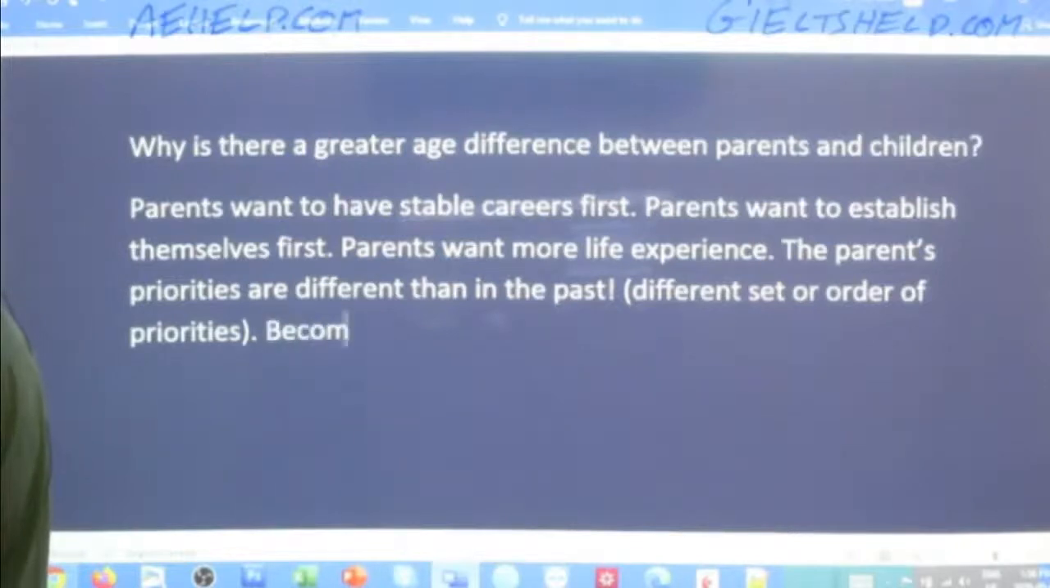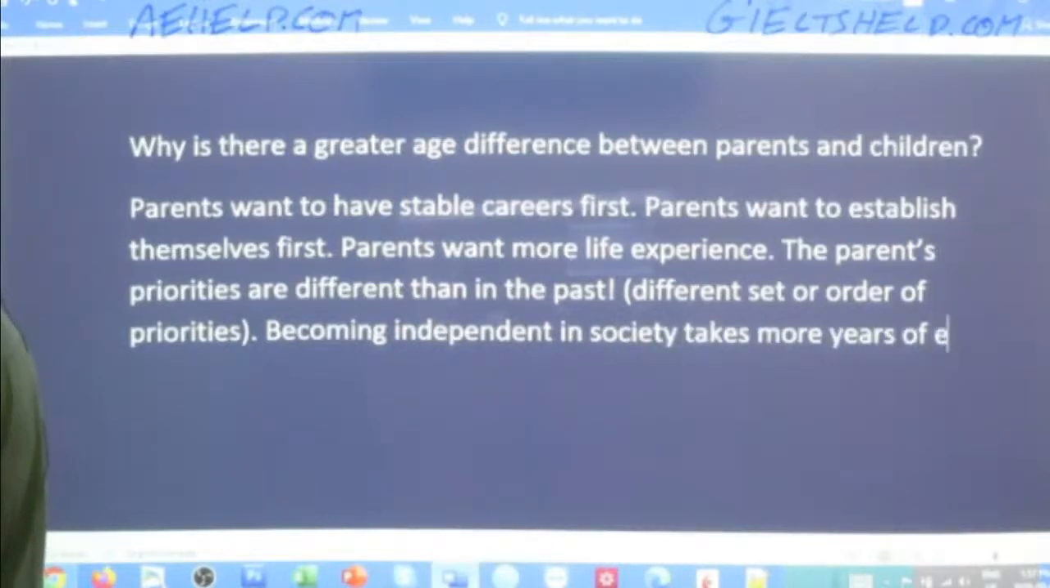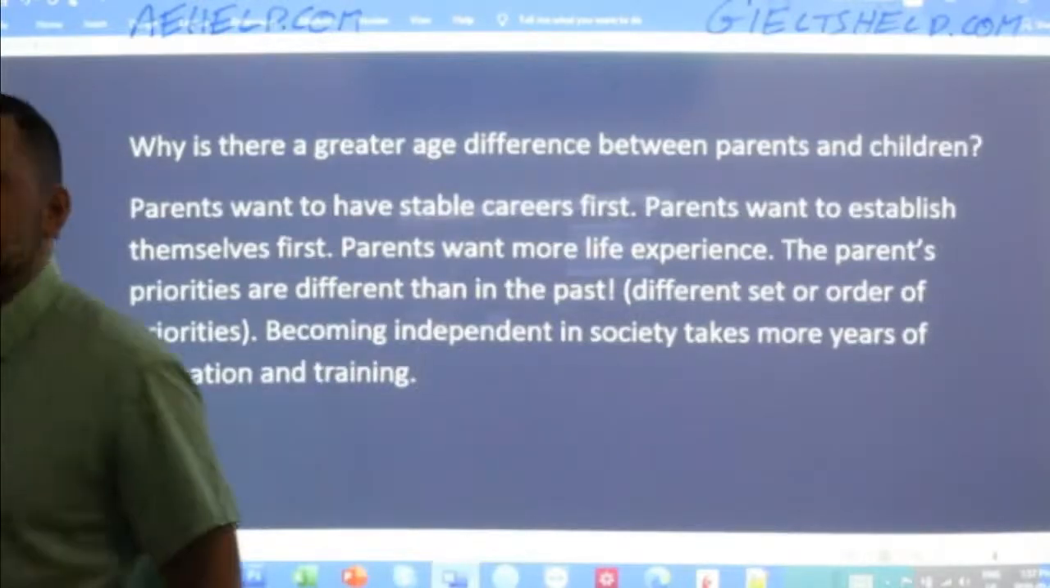becoming independent in society takes more years of education and training. I think that's a big one, okay?